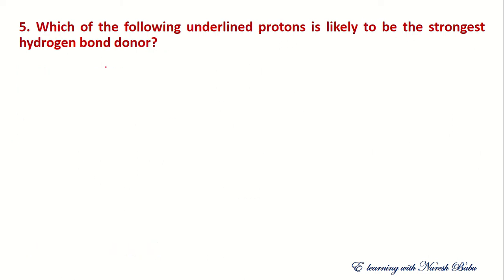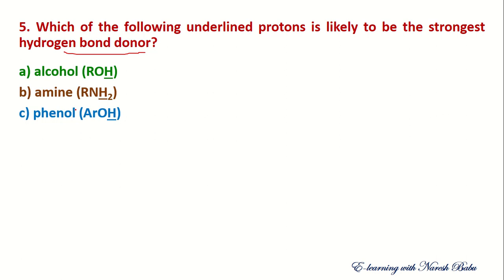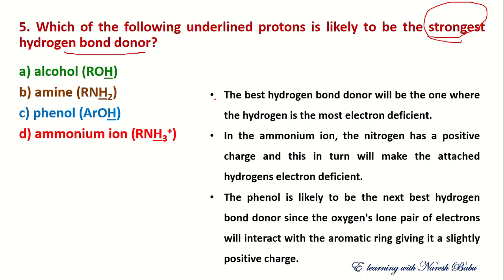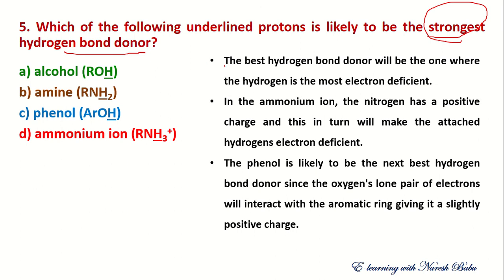And the next question: which of the following underlined protons is likely to be the strongest hydrogen bond donor? In the previous question we looked at the hydrogen bond acceptor. Now we are looking at the hydrogen bond donor. The options are alcohol ROH, amine RNH2, phenol ArOH, and ammonium ion, RNH3 plus. Among these four, which is the strongest hydrogen bond donor?